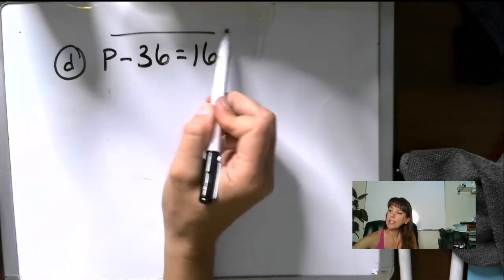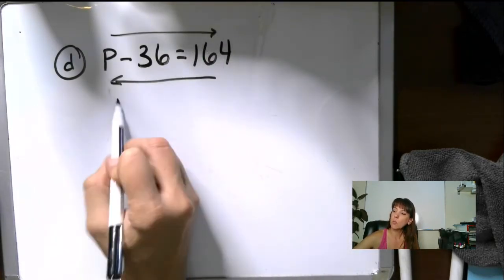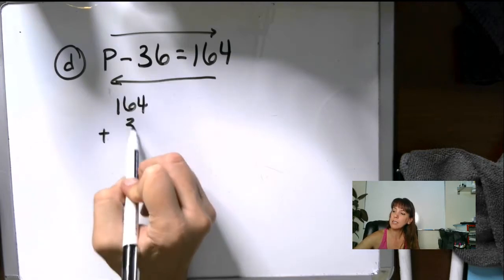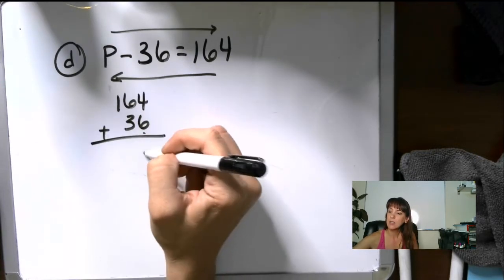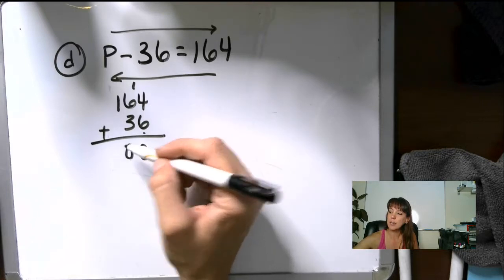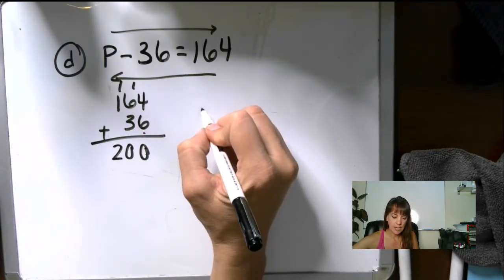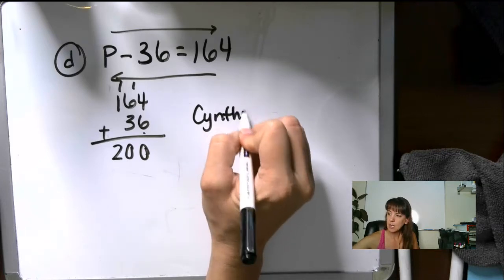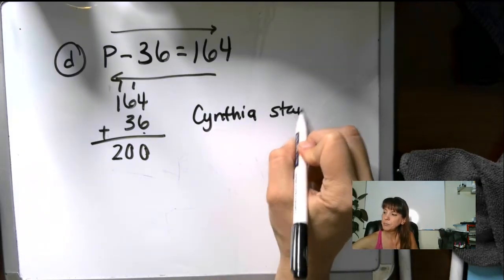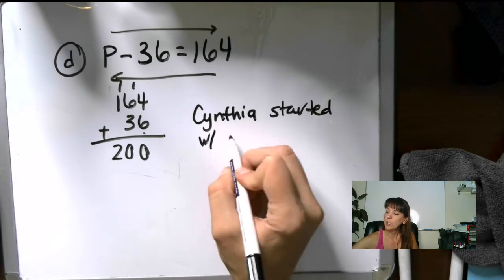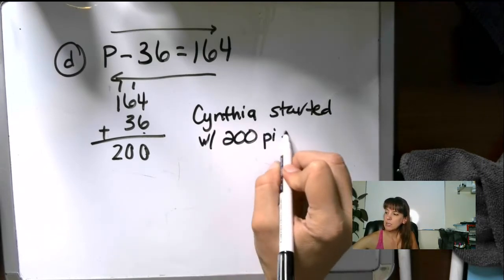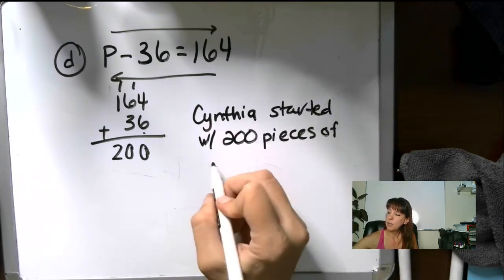Now, if we subtract in this direction, we can add in this direction. 164 plus 36 gives us P. So it's going to be 0, carry the 1. That's going to be another 0, carry the 1, 200. Cynthia started with 200 pieces of paper.